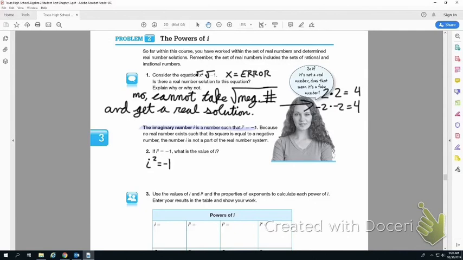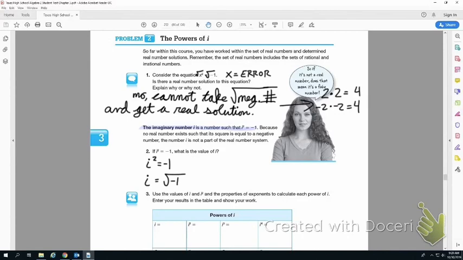So if I have that i squared equals negative 1, if I solve for i there, what am I going to do? What did I do whenever I solved for x squared up top? Square root. Okay. So what that means is i equals the square root of negative 1.